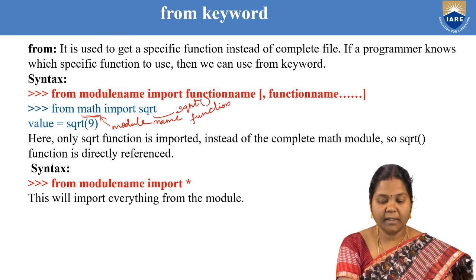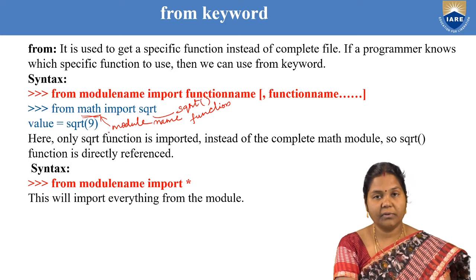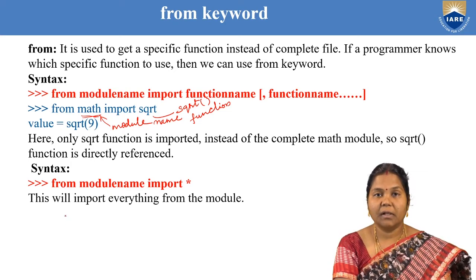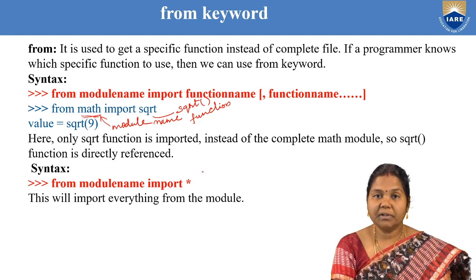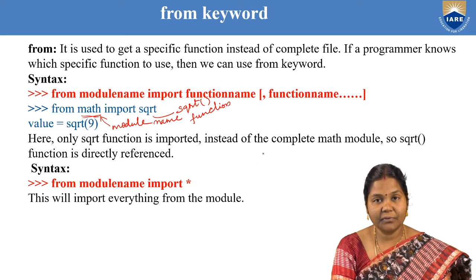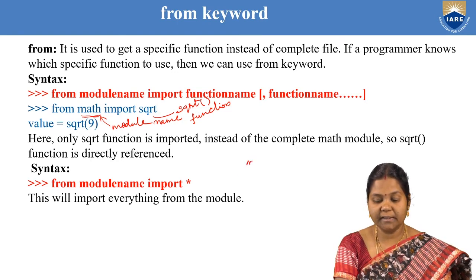So you can also write like this. Now you can write value is equal to sqrt of 9. So you can find out the square root of that particular number. Now here only the sqrt function is imported instead of the complete math module. So the sqrt function can be directly referenced without writing the module name. Earlier we wrote value is equal to math.sqrt of 9.